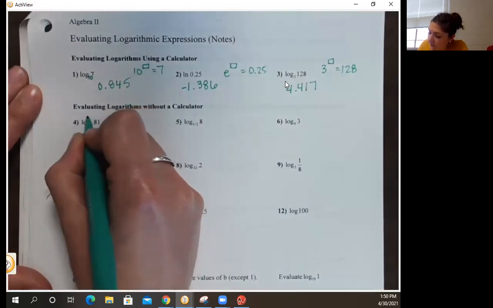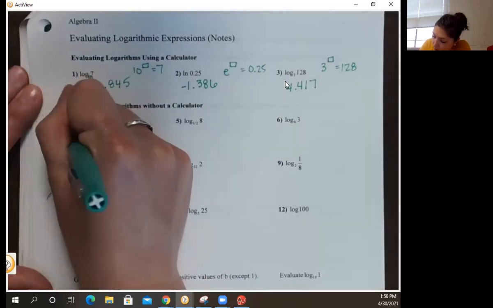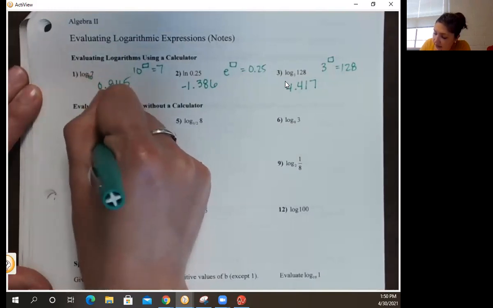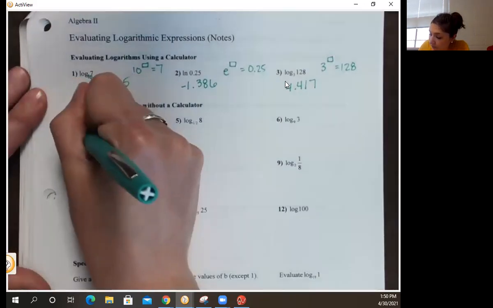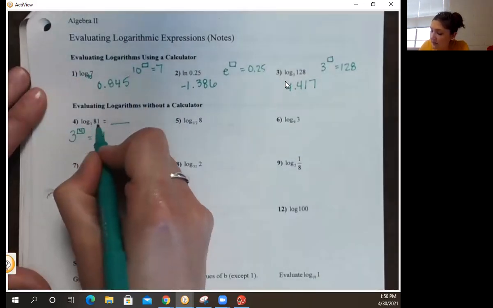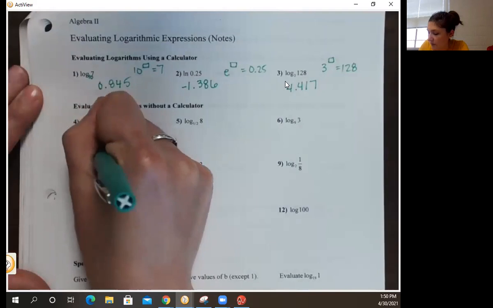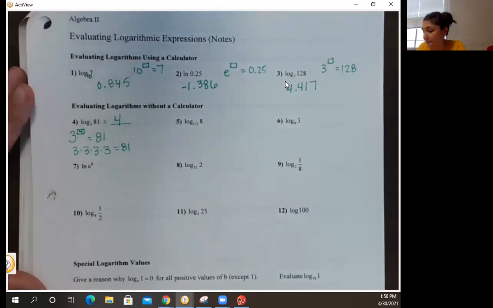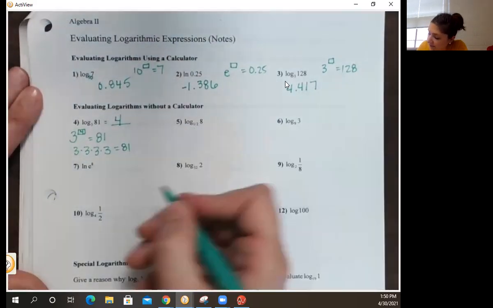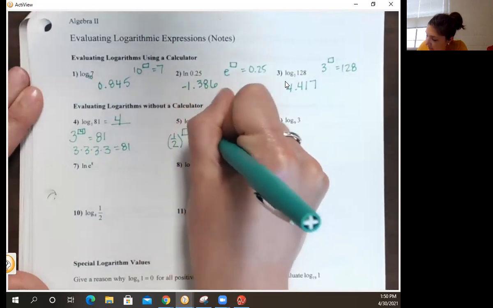So for number 4, log base 3 of 81 equals something. What I'm saying here is 3 to what power gives me 81. This would be 3 to the 4th power. So that means the log base 3 of 81 is 4, right? Since 3 times 3 times 3 times 3 equals 81, that means 3 to the 4th power is 81. For number 5, this would be 1/2 to what power gives me 8.